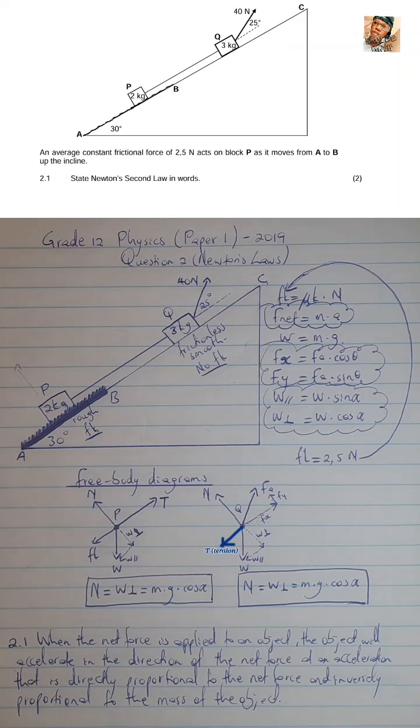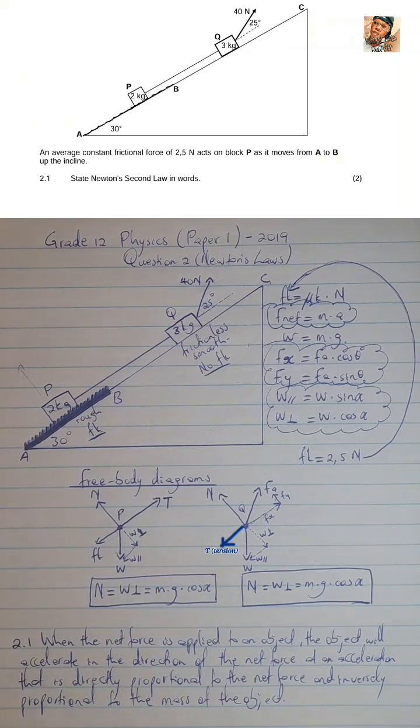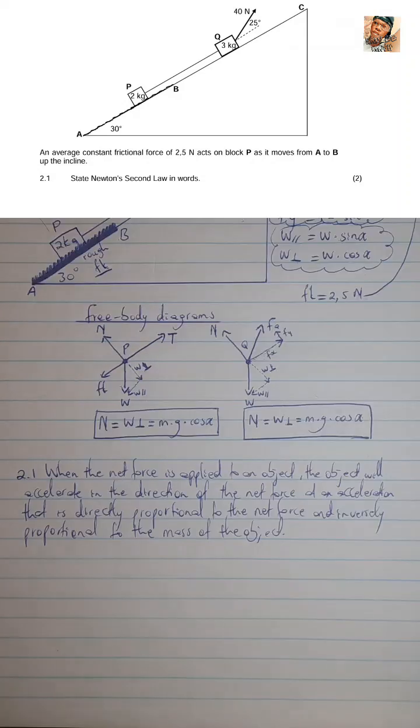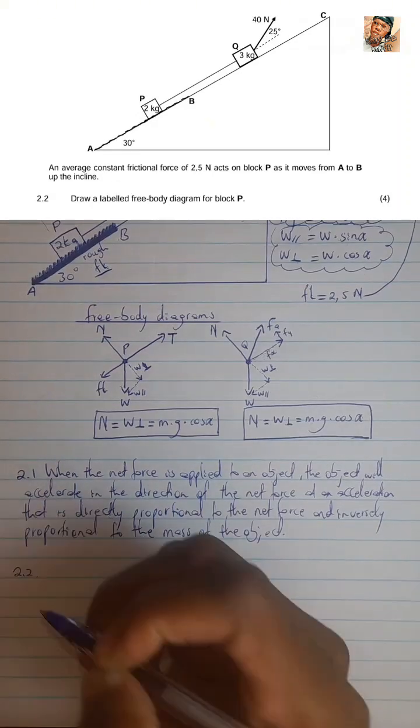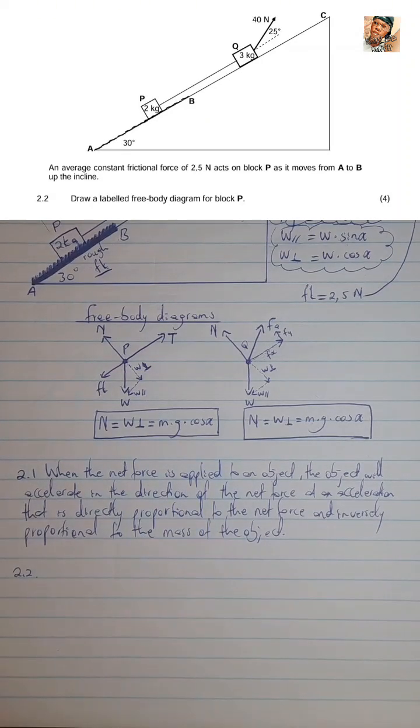It is so long. Anyway, let me shift my camera a little bit down so that you can see how we're going to answer the other questions. All right, so 2.2 says, draw a labeled free body diagram for block P.